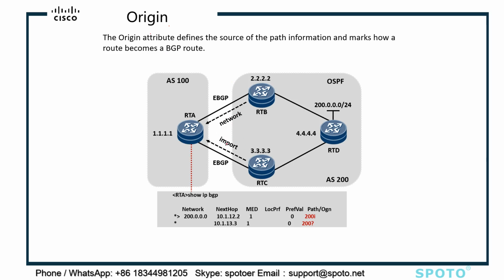In this topology, we have two different ASes, and this one is AS 100 and this one is AS 200. Between A and B, and A and C, they are eBGP neighbors. This one is the network segment 200.0 with mask length 24. RTA wants to learn this network segment information, and we can see here RTA can learn the routes both from RTB and RTC, but the origin of these routes is different, because for the first one we use the network command, but for the next one we use the import command. We think the network is better than the import. So in this situation, RTA will think the route learned from RTB is better. It depends on the origin of this route.